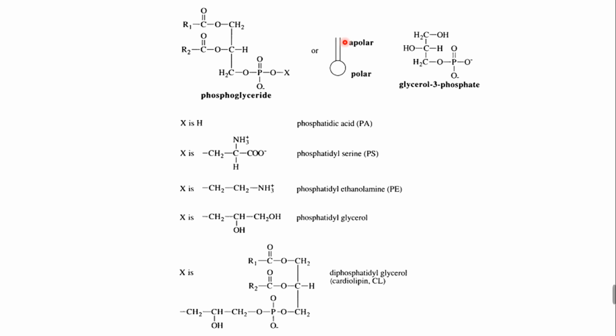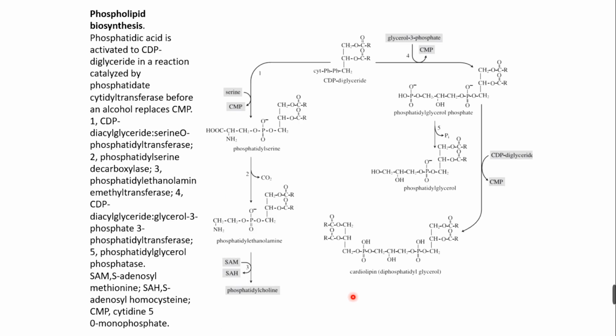So basically, this is a classification of phospholipids. One is phosphatidyl serine, phosphatidyl ethanolamine, phosphatidyl glycerol, and phosphatidyl choline is also there, and we can see it later. And so X is here. This is phosphatidyl serine, this is serine, and ethanolamine. This is glycerol, and this is cardiolipin.